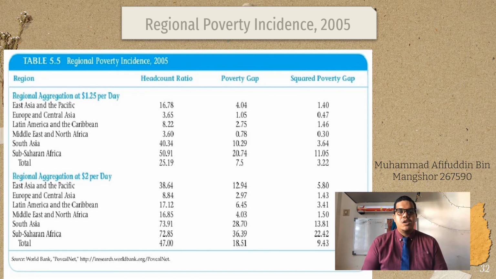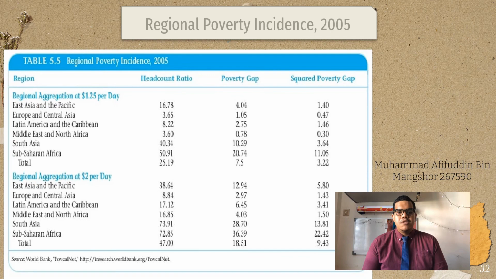Today I will present about the regional poverty incidence in the year 2005. As we can see from the table, it shows some survey-based poverty estimates by region at the price of $1.25 and $2 poverty lines. As can be seen from the table, poverty incidence is very high in both South Asia, with about 40% below $1.25 per day, and in Sub-Saharan Africa with 51% below.